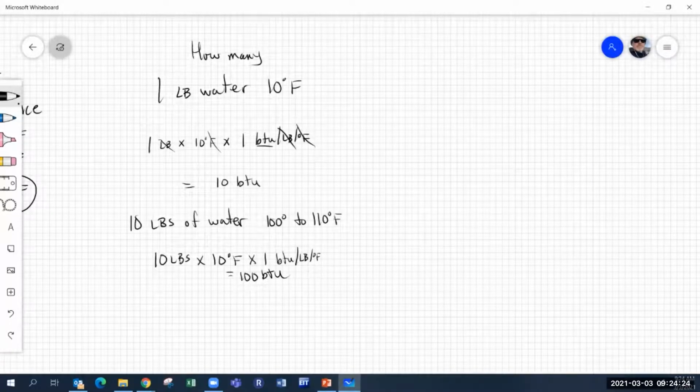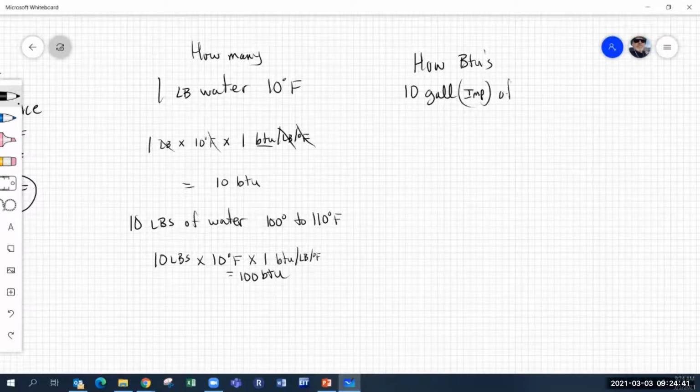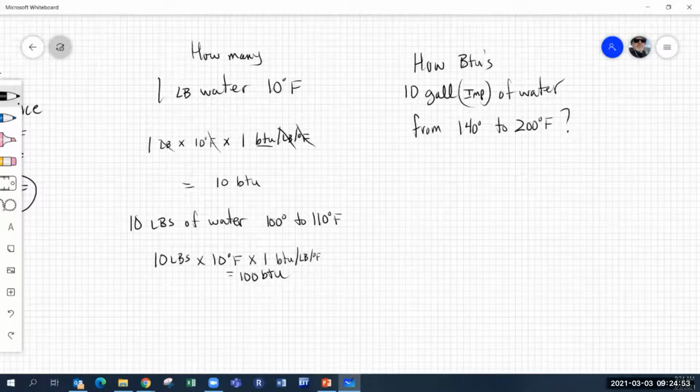Okay. Now, another question. How many BTUs does it take to raise the temperature of 10 gallons imperial of water from 140 to 200 degrees Fahrenheit? How many BTUs? Would it be 6,000 BTUs? Maybe. So first off, we need a mass.